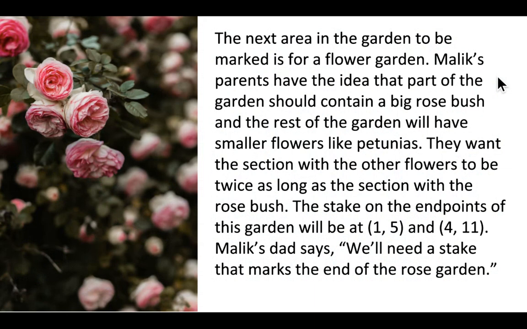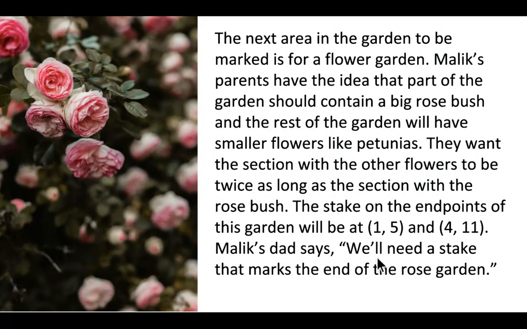So our next little task, our last one really, last little bit, is that they're doing a new area in the garden and they want it to be a flower garden instead of a vegetable garden. So Malik's parents have the idea that part of the garden should contain a big rose bush and the rest will be petunias. So they want this section with the other flowers to be twice as big as the one with the rose bush. So instead of being perfectly equal, we have like twice the distance in petunias and then one little small section of a rose bush.